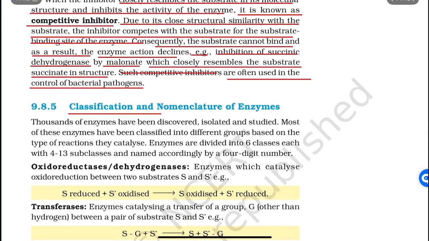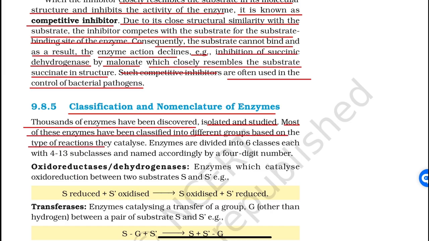Next is classification or nomenclature of enzymes. Thousands of enzymes have been discovered, isolated, and studied. Most of these enzymes have been classified into different groups based on the types of reactions they catalyze. Enzymes are divided into 6 classes, each with 4 to 13 subclasses, and named accordingly by a 4-digit number.